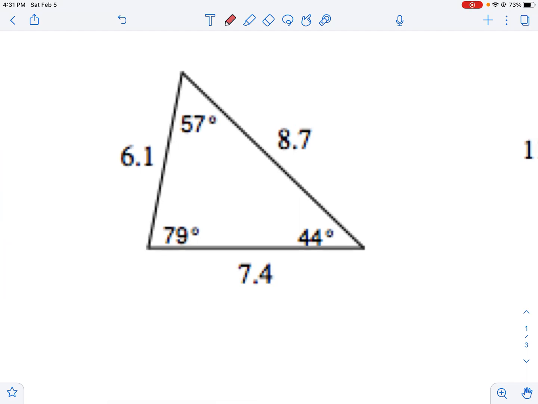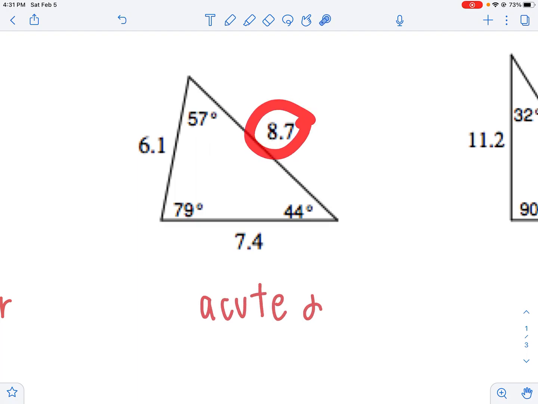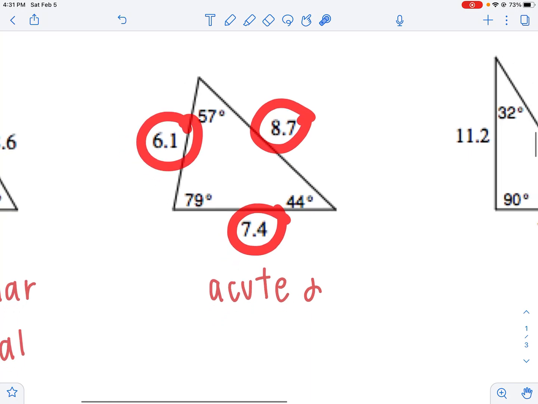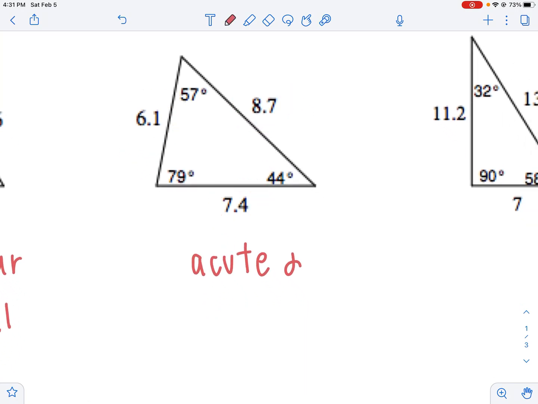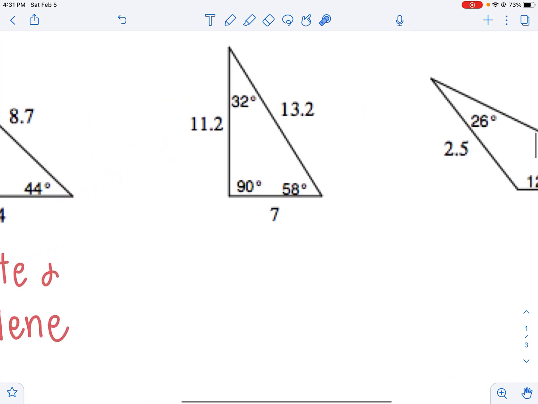Now let's take a look at this next one. I could start inside out. So how could we classify this based on the angles? Look at those three numbers. And if you said acute, you're right. Now look at that outside. Notice that they're all different. So this would be acute and scalene. And if you notice too, 44 was the smallest degree and across from it was the smallest side. That same thing comes into play in this next triangle.